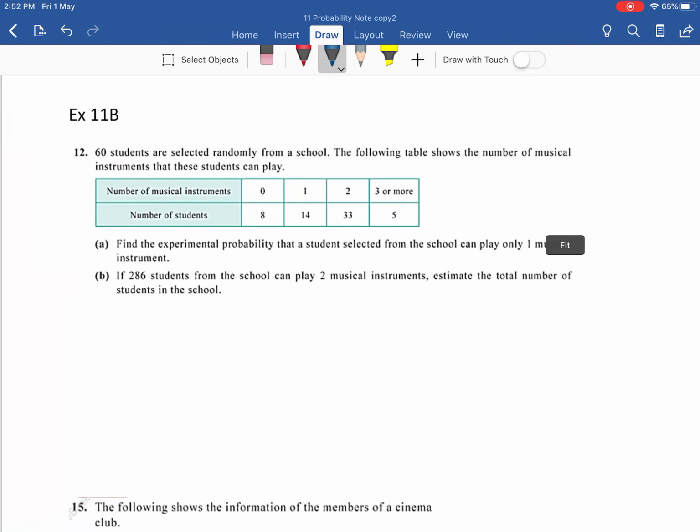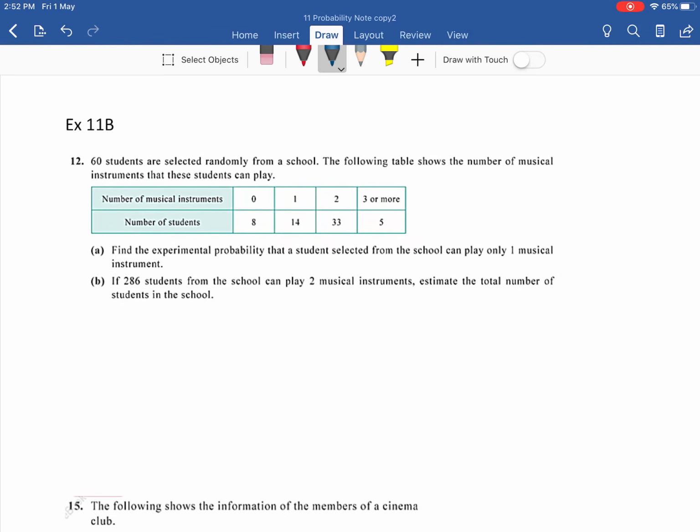Now we look at a few more examples. Here's 60 students, and then the number of musical instruments they know how to play, okay? You see that don't know how to play 8 persons, okay? No more than 3 is 5 persons, okay? Find the experimental probability of only 1. That is 14 students, okay? 14 students. And then altogether, there are 60 students. So this is the answer, okay?